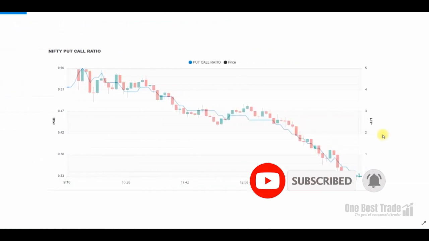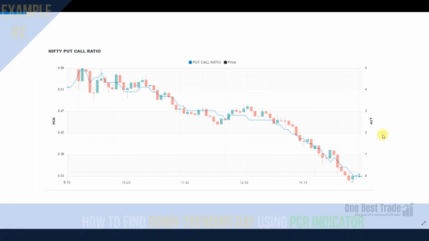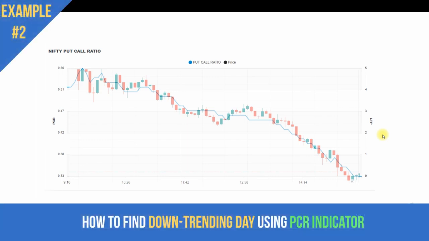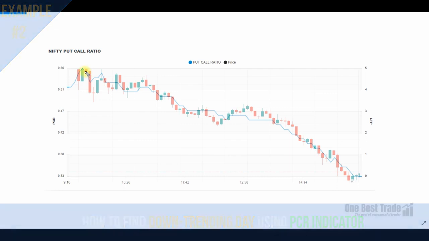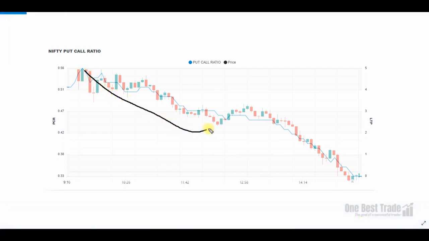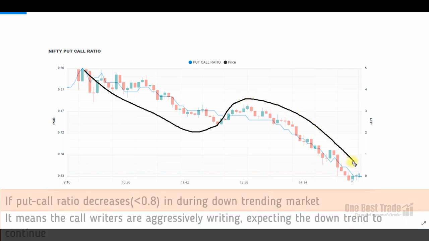Now let's get into the second example, where we are going to identify a downtrending day using the PCR indicator. Friends, if PCR is well below 0.8 and also if it is trending lower, then we can see a strong downtrend day. Look at this example. The PCR is well below 0.8, trending lower and making lower low and lower high, and the whole day it is trending lower.